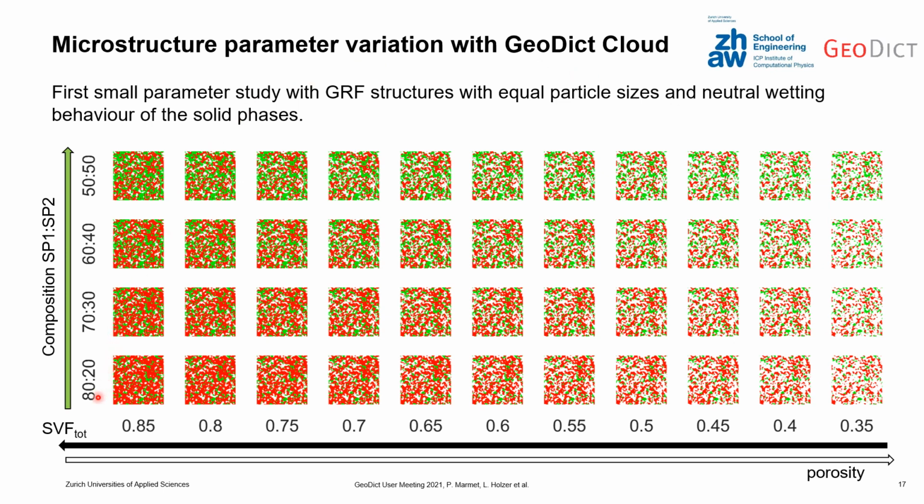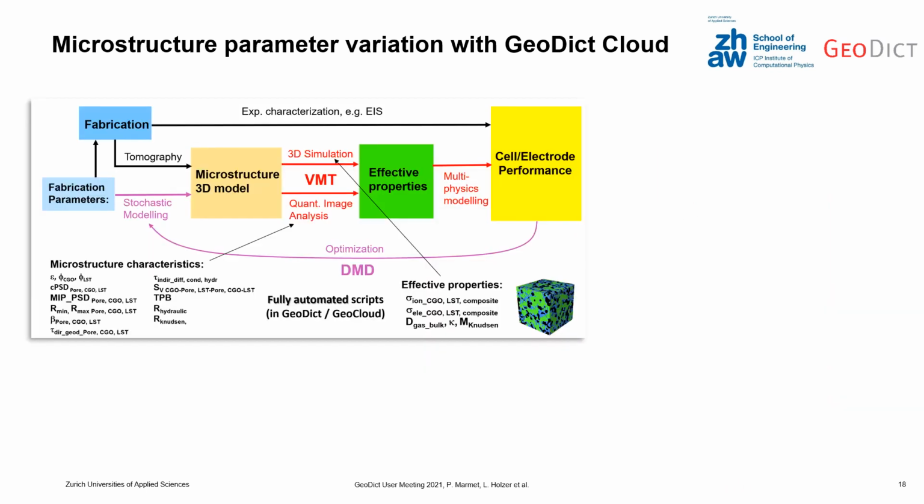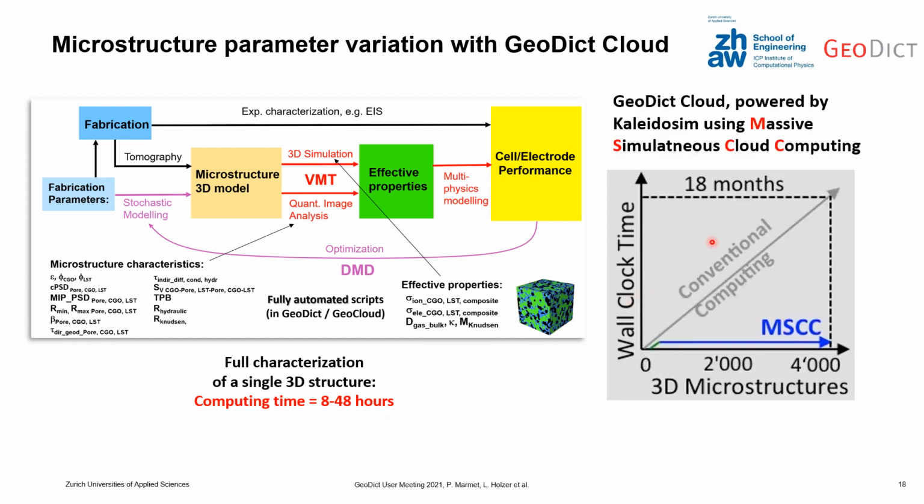In this parameter study, we vary the composition of the solid phases and the total solid volume fraction, or the porosity respectively. You see that already for this small study we have 44 microstructures to characterize. For these microstructure characterizations, we have fully automated scripts ready, and one full characterization of a single 3D structure takes about 8 to 48 hours. This means that already for our small study, we will wait more than once if we use sequential computing until we have our result.